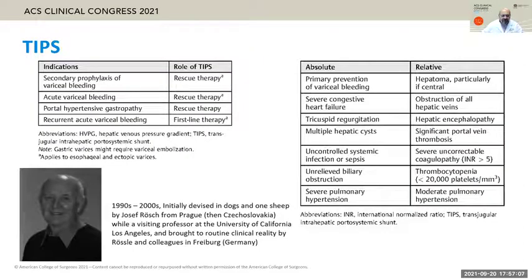What are the indications? It is a rescue therapy, primarily used once the patient has been hemodynamically stabilized. The important thing to recognize is that there are some absolute contraindications. For primary preventive measures, this is not your initial go-to. It should be endoscopy with banding or sclerotherapy. Severe congestive heart failure, tricuspid regurgitation, or other cardiac dysfunction such as pulmonary hypertension are contraindications. Systemic infections as well as biliary obstruction in patients with cholangitis are also contraindications.